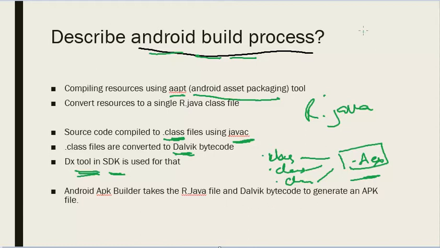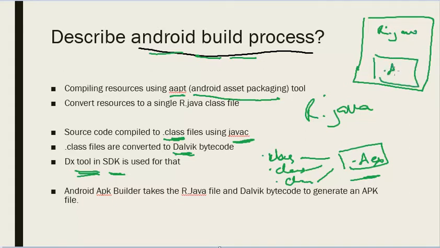Then both of these, the R.java and the .dex file, are combined to generate the final APK, which is just like an executable on Windows. This APK can then be downloaded from the Google Play Store, which you don't see, but it's there behind the scenes. Whenever you install an app, there is always an APK.